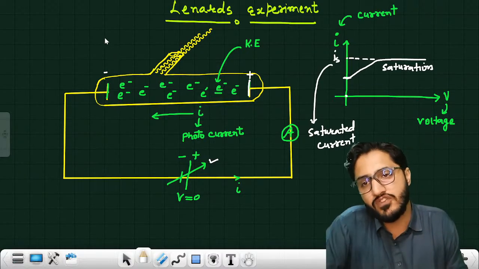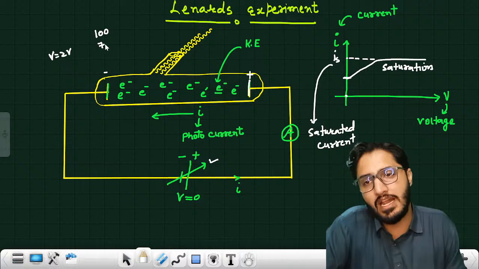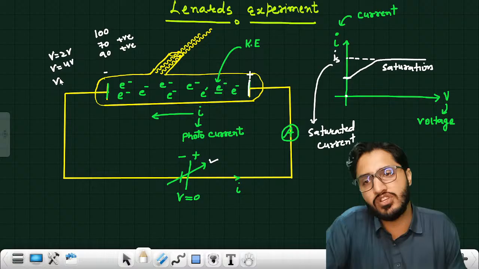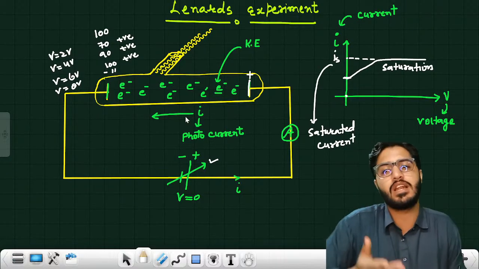Let us suppose, firstly, we are having 100 electrons. When my potential is 2 volt, I am getting 70 electrons at my positive terminal. Now I increase my potential to 4 volts. I am getting 90 towards my positive terminal. When my potential reaches 6 volt, I am getting 100 at my positive, right? When I increase it to 8 volt, nothing happens. 100% of electrons will reach here.